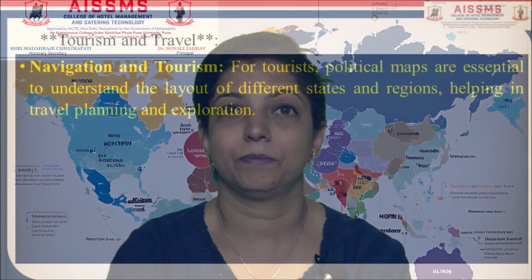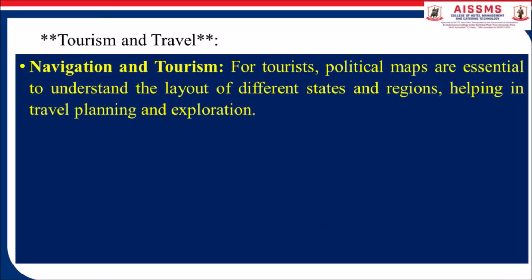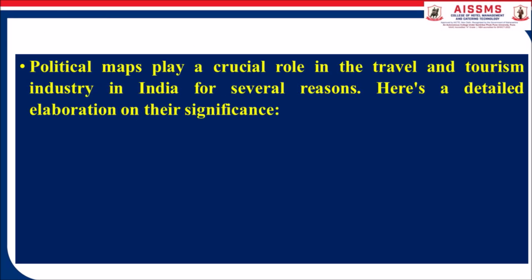So far, we have seen multiple benefits, but the most important benefit from this course point of view is the importance of political maps for travel and tourism purpose. So these maps can be used for navigation, which is extremely useful for the tourist, and to understand the different states, the regions, which will help them in planning out their travel plans.